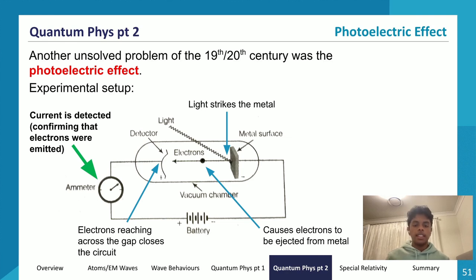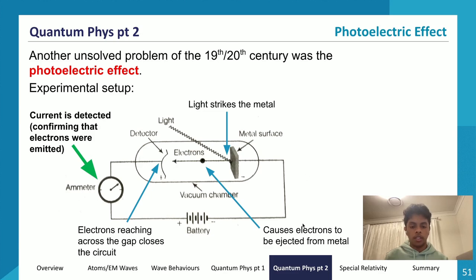So this is an experimental setup to show the photoelectric effect. I'll go through the different parts now. This is what it looks like. We have a light wave hitting the metal surface, and as that light wave hits the metal surface, it'll emit an electron. It's called the photoelectric effect because as a photon strikes the metal surface, an electron is emitted, and we detect that electron using the ammeter, which will show that there's current within the circuit.